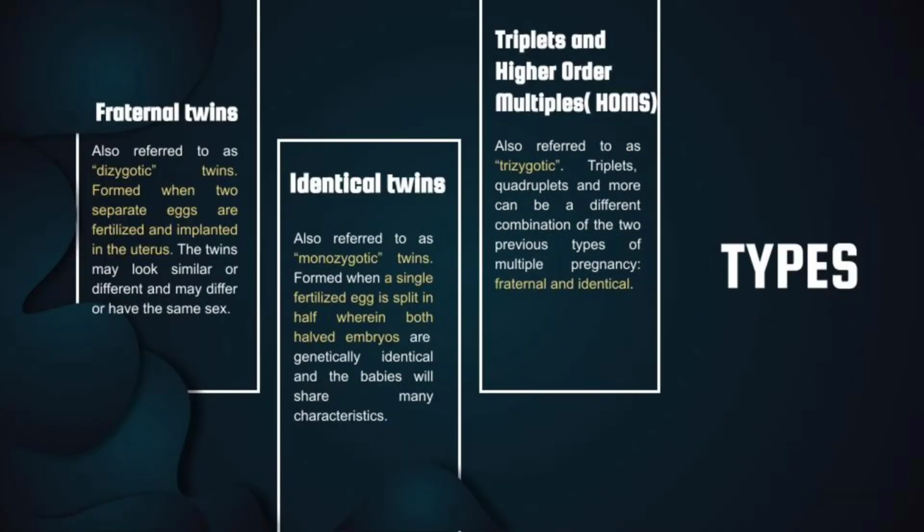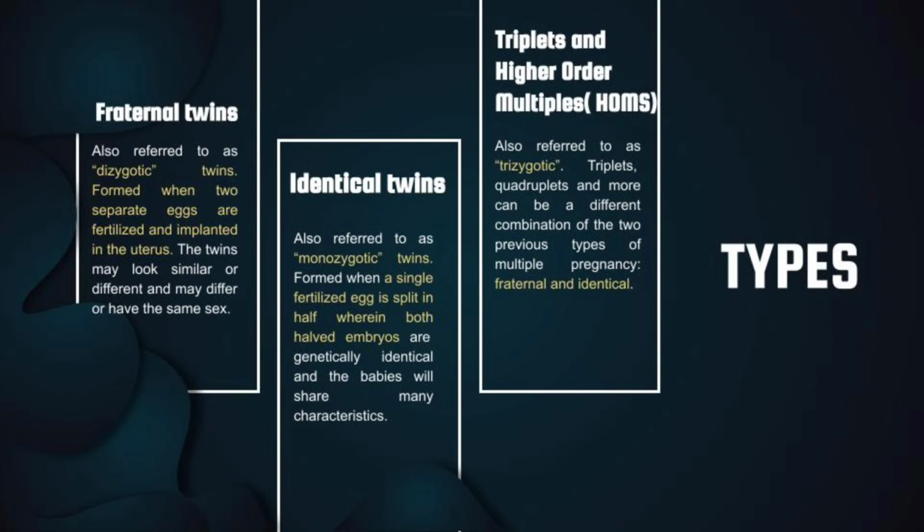Now, for the types of multiple pregnancy, we have the twins and triplets, or the higher order multiples, the HOM. First we have the fraternal twins, also called dizygotic twins. It is formed when two separate eggs are fertilized and implanted in the uterus. The twins may look similar or different and may have the same or different sex. Second is what we call identical twins, also referred to as monozygotic twins. It is formed when a single fertilized egg is split in half, wherein both halves of the embryo are genetically identical, so they are alike, and the babies will share many characteristics.